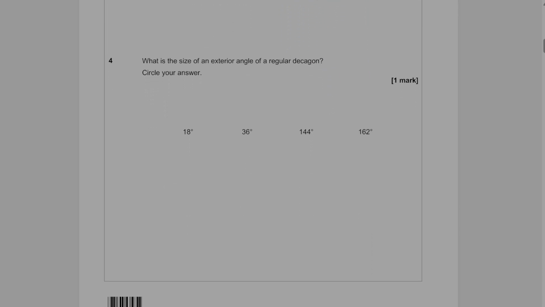Okay, question 4. What is the size of the exterior angle of a regular decagon? Well, a decagon is 10-sided, so it's going to be 360 divided by 10, so we're looking at 36.